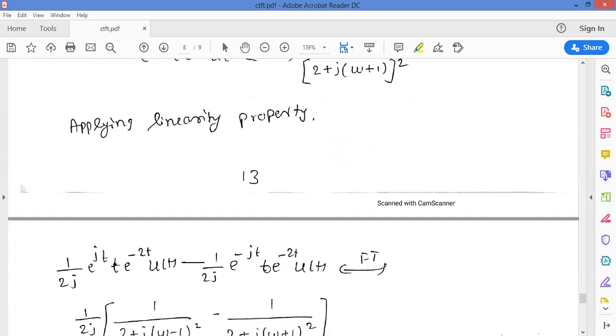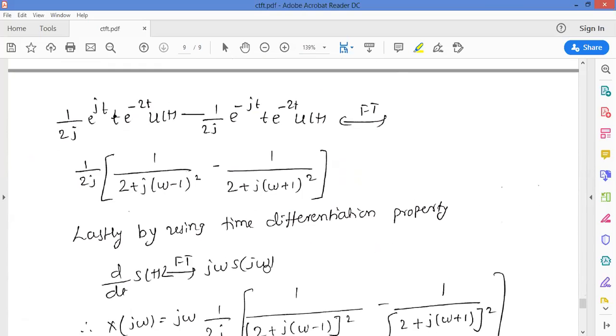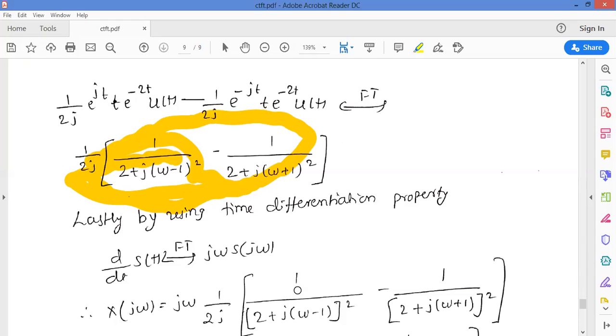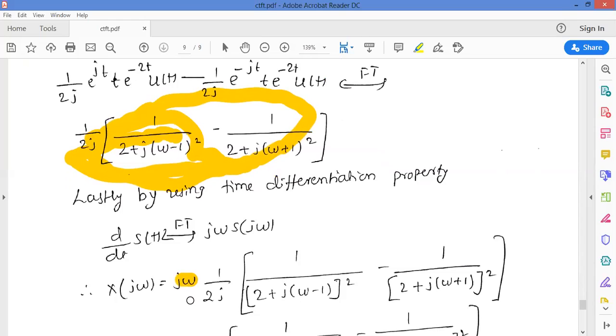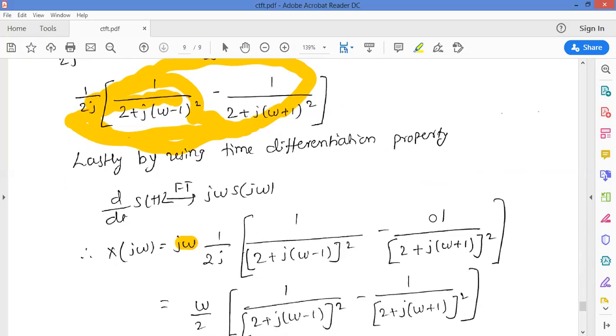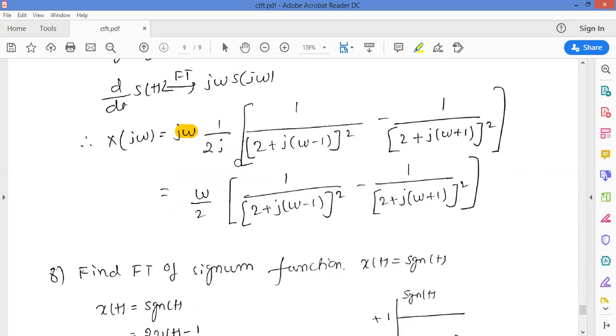So once you want the derivative property, what the derivative says is that the derivative of s of t Fourier transforms into j omega s of j omega. Whatever I have got till now here is s of j omega, the entire property is s of j omega. This will get multiplied by j omega, so j omega into this one completely. So j cancels, this is omega by 2 into this quantity, leave as it is.